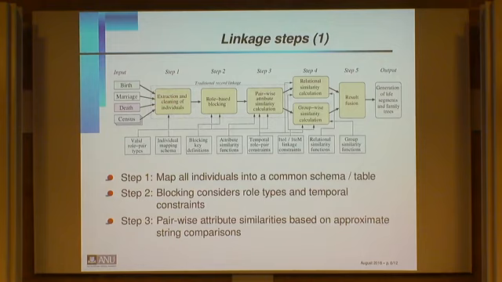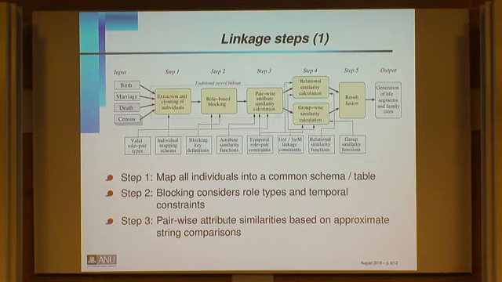Then we do blocking, so we don't want to compare every record. We don't want to compare John Smith with Mary Miller, so we look at people who have the same name or live in the same parish or have the same address and things like that. But again, we take all the roles into account. We're never going to compare a female baby with a husband and things like that.